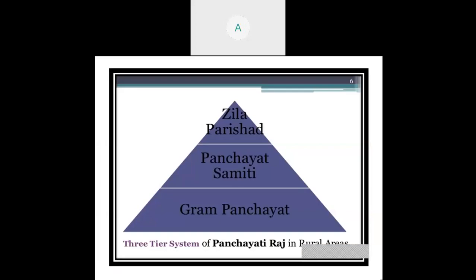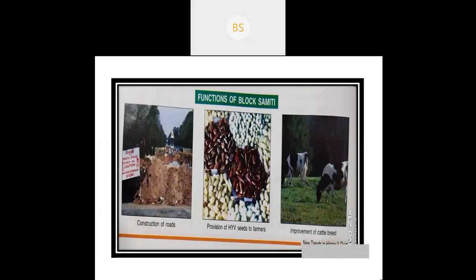Now see, this is the pyramid. Jilla Parishad comes at the top. Then the Panchayat Samiti, or Block Samiti as we call it. Then the Gram Panchayat, which comes at the village level. This is nothing but the three-tier system of Panchayati Raj in rural areas. Now you understood this, children?